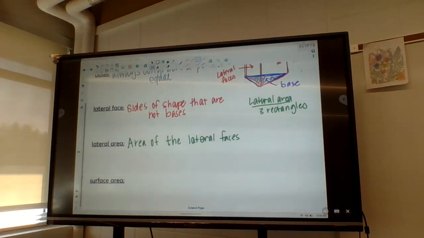So now the surface area is covering that whole Kleenex box. So now we want to cover the whole thing, so it's all the areas, the area of all the faces added up.